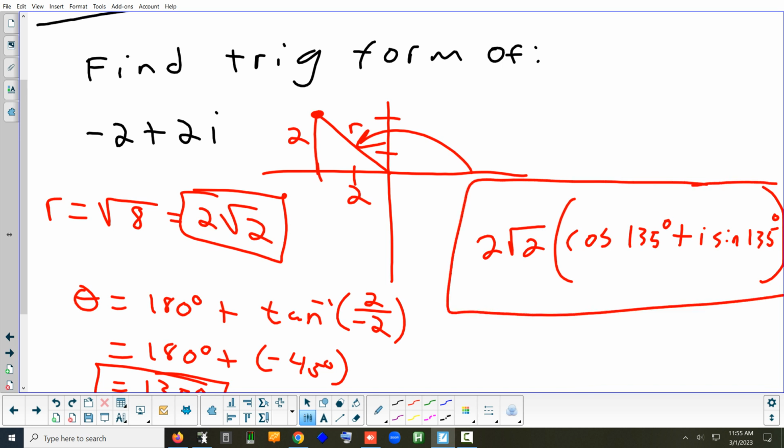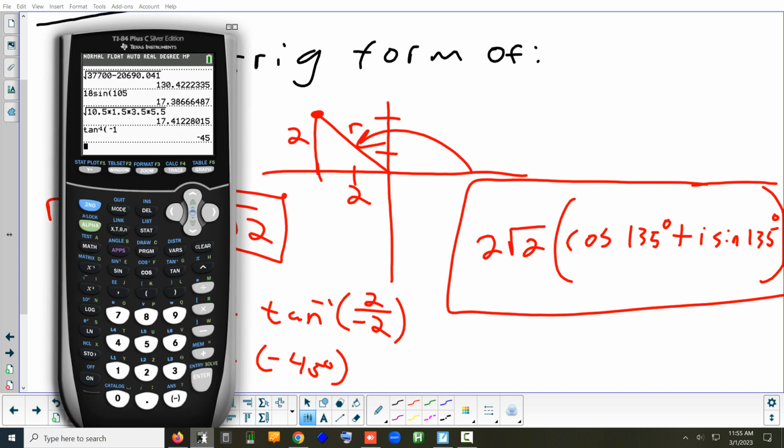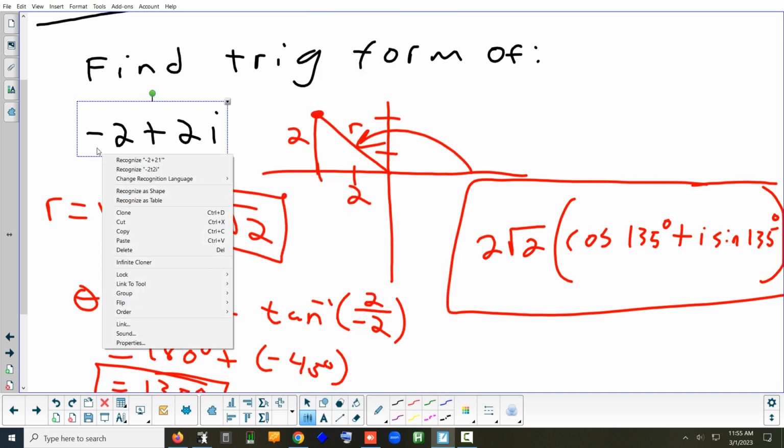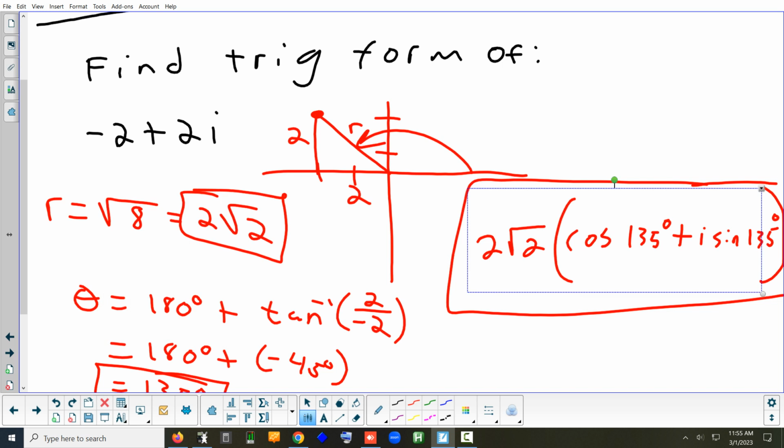If you said, well, what happens if I take this 2 root 2 and distribute it out? Well, then what you'd be doing is changing it back to what you started with. I can show you. Take 2 square root of 2 and multiply it by the cosine of 135 and watch what you get. -2, which is what you started. So you can check your answer that way. If you want to multiply it back out with distributive property, you'll get back what you started with. But that's how we want to leave it because they said to leave it in trig form.